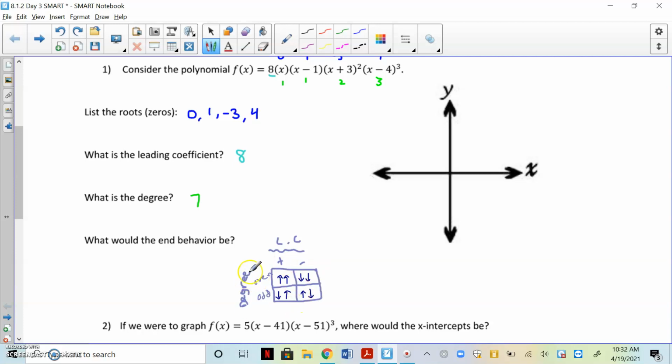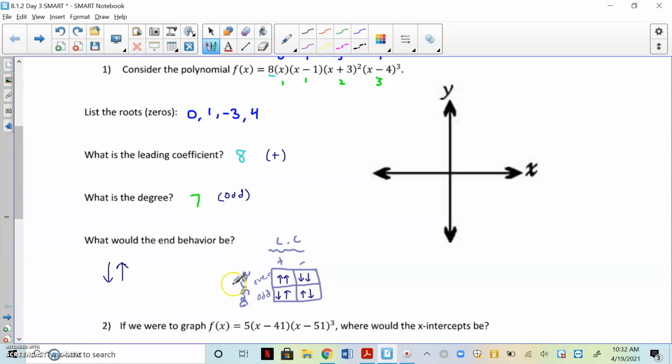Okay, so that being said, we have a positive leading coefficient because it's a positive 8. If it was a negative 8, then it would have been negative. The degree is 7, which is in fact an odd number. So we have odd, we have positive. That tells us that we are landing right here in this box. So down, up is our end behavior.